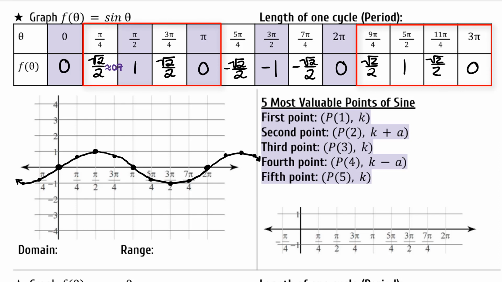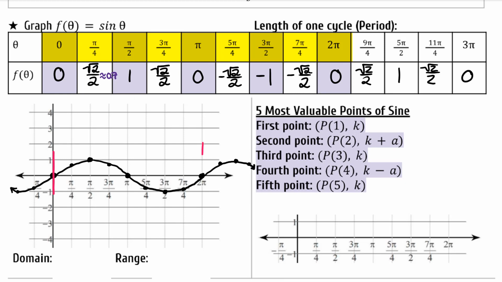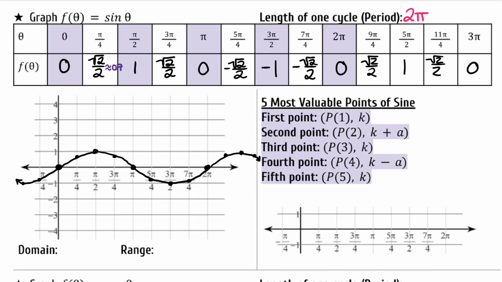The natural period of sine appears to be 2 pi, the distance between 0 and 2 pi. The function's period is the horizontal length of one cycle of the curve. If we graphed points between 2 pi and 4 pi, we'd draw another complete cycle. Between 4 pi and 6 pi, we'd have another cycle. Between 0 and negative 2 pi, you'd have another cycle. You can use negative angles to extend the curve to the left.